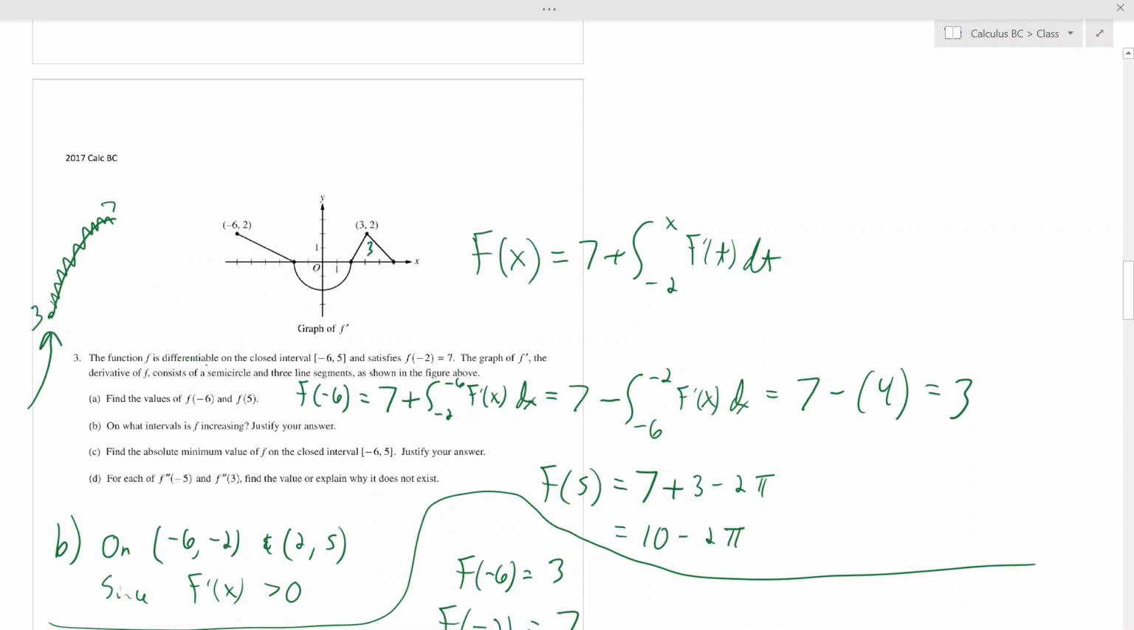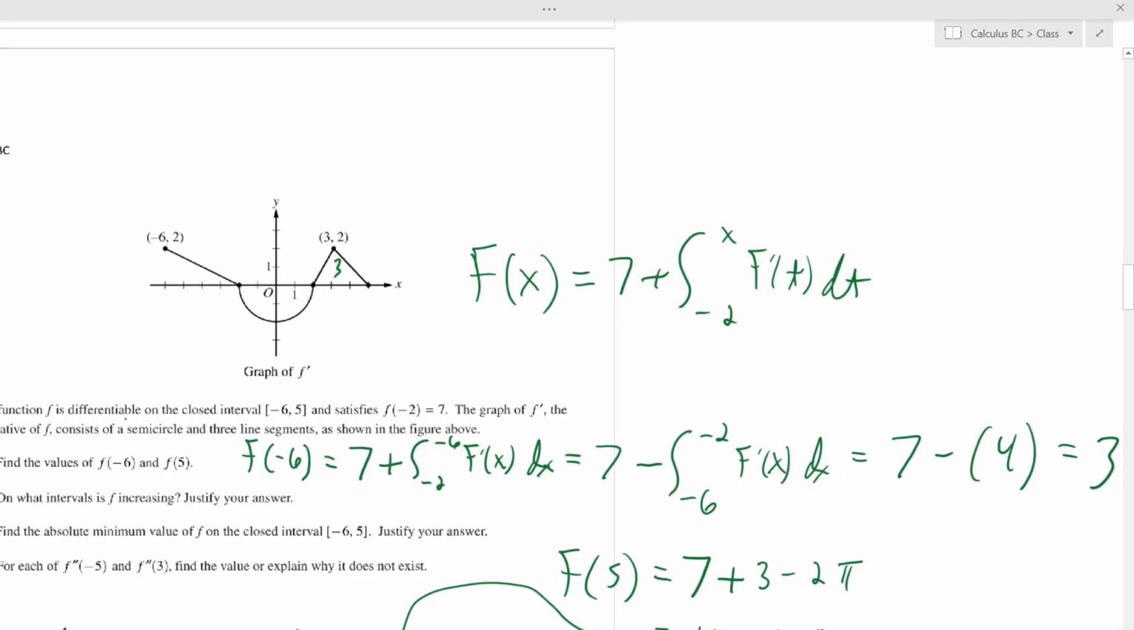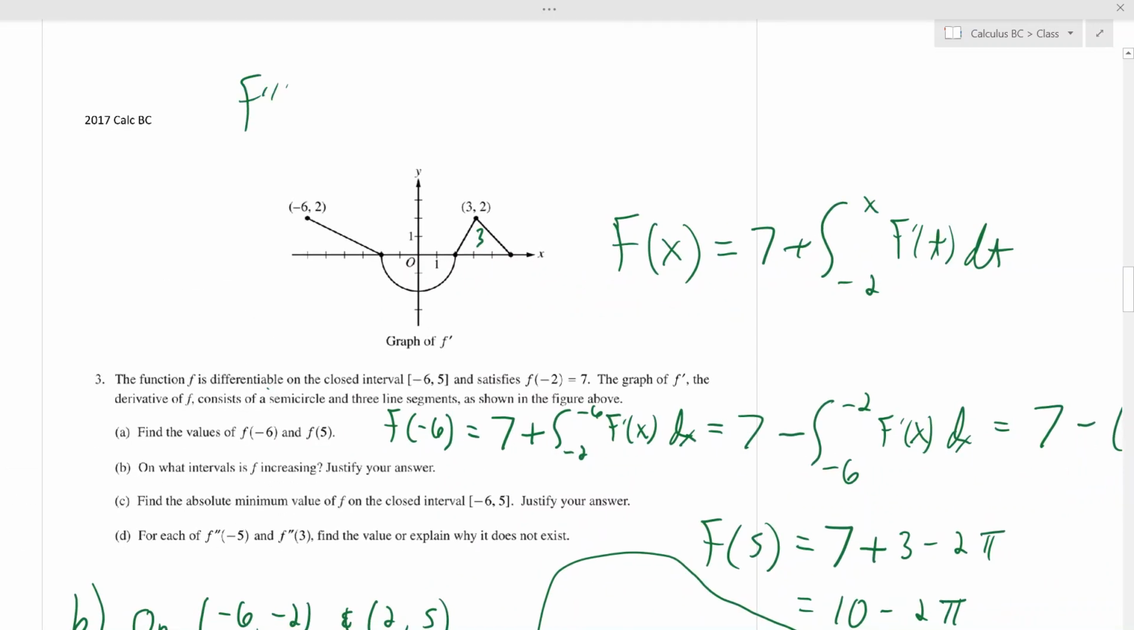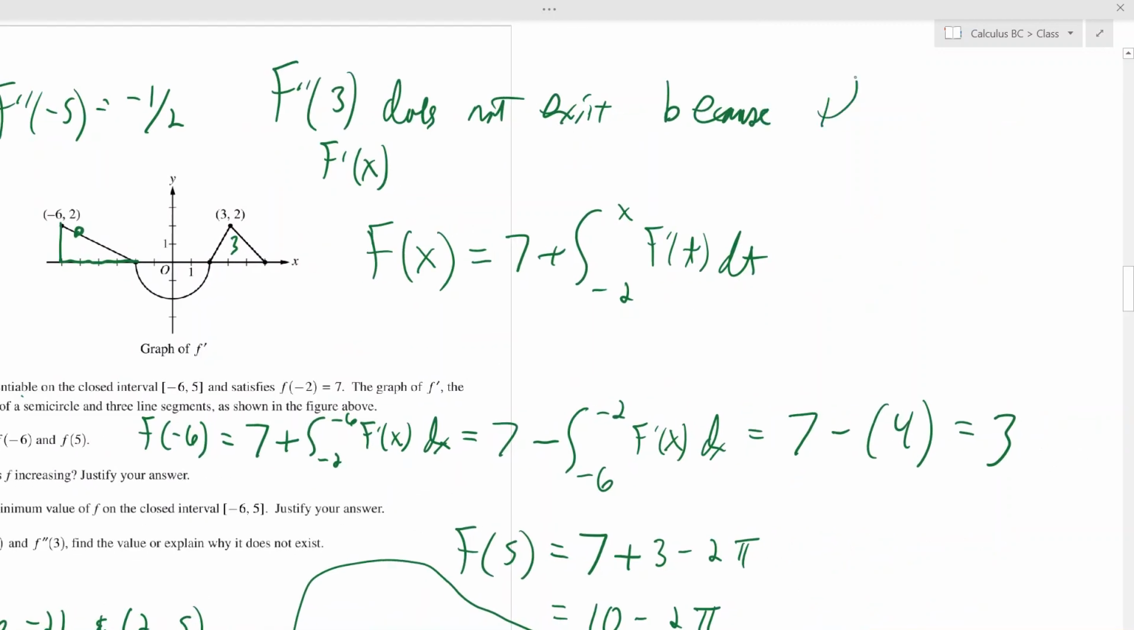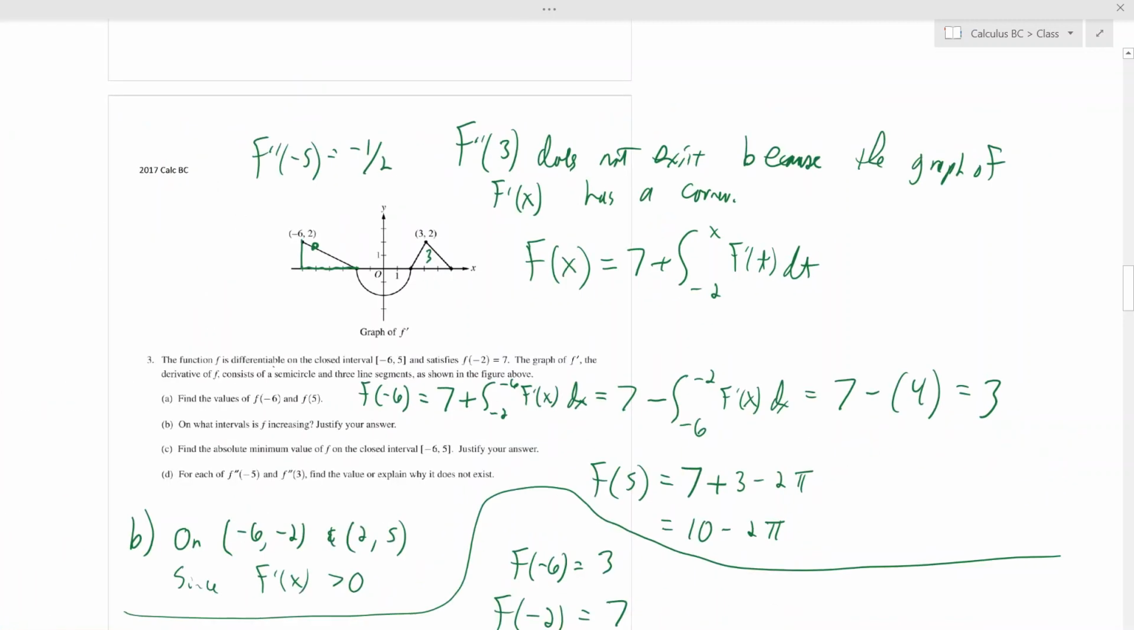Cool. And D says find f double prime of negative 5 and f double prime of 3. Well, that's the derivative of the derivative, and we have a graph of the derivative, so it's the slope of that graph. So f double prime of negative 5 is the slope right here, but you can see we're going down to over 4, so that's negative 1/2. And f double prime at 3 is undefined, or does not exist, I guess, if they want to write it like that. Because the graph of f prime of x has a corner. There you go. Done. You did it.